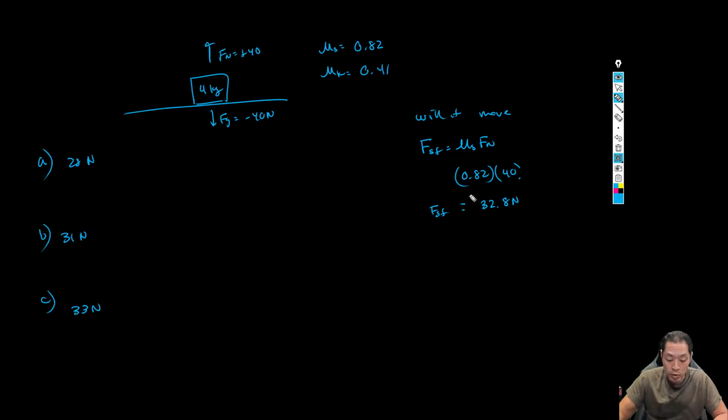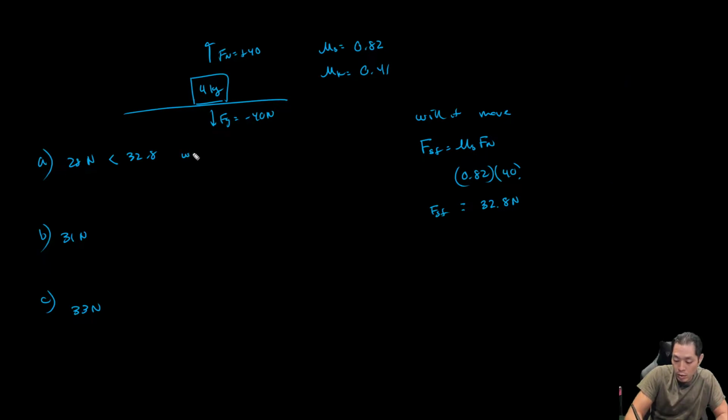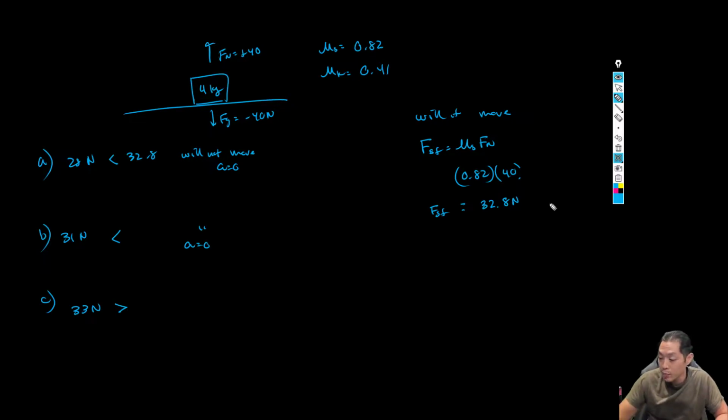28 is less than 32, so it will not move. A equals 0. This one is also less than, so again, it will not move. A is equal to 0. This one is bigger than, so once it's bigger, we don't care about this. We just need kinetic. So force of kinetic friction is equal to mu k Fn.